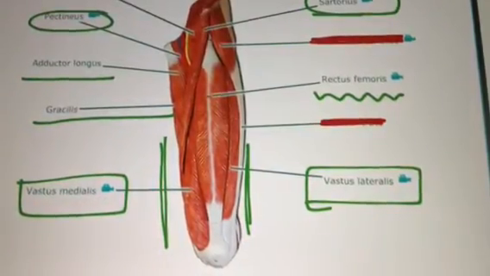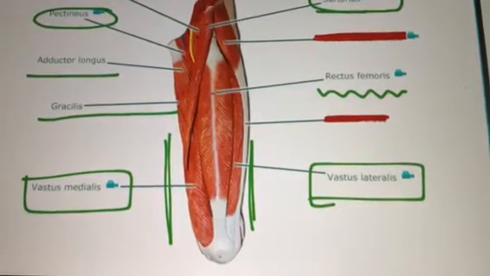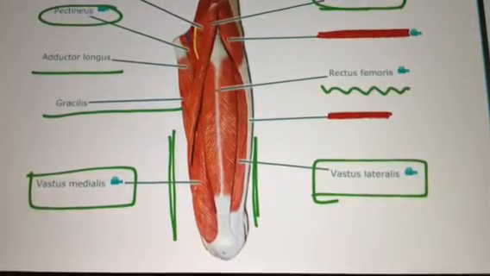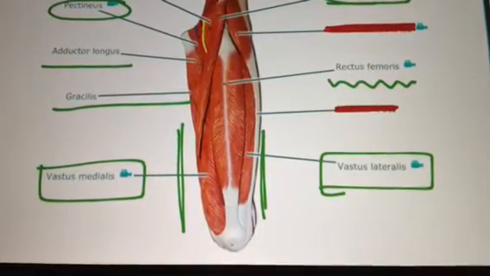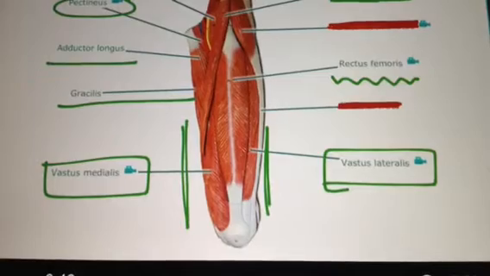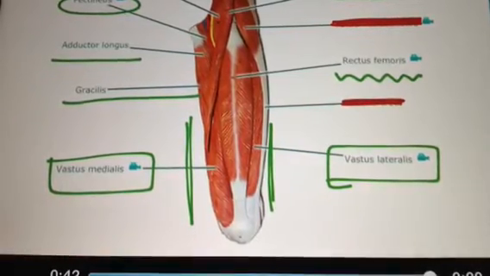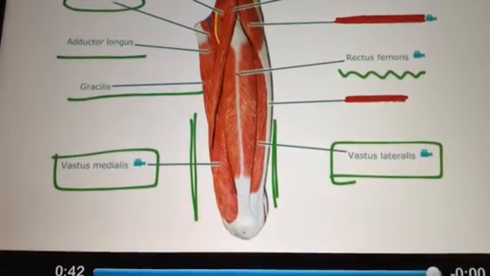Next is the gracilis. It is inferior to the adductor longus. The origin is the outer surface of the ischiopubic ramus. The insertion is the upper medial shaft of the tibia below the sartorius, and the action is adducts the hip, flexes the knee, and medially rotates the flexed knee.